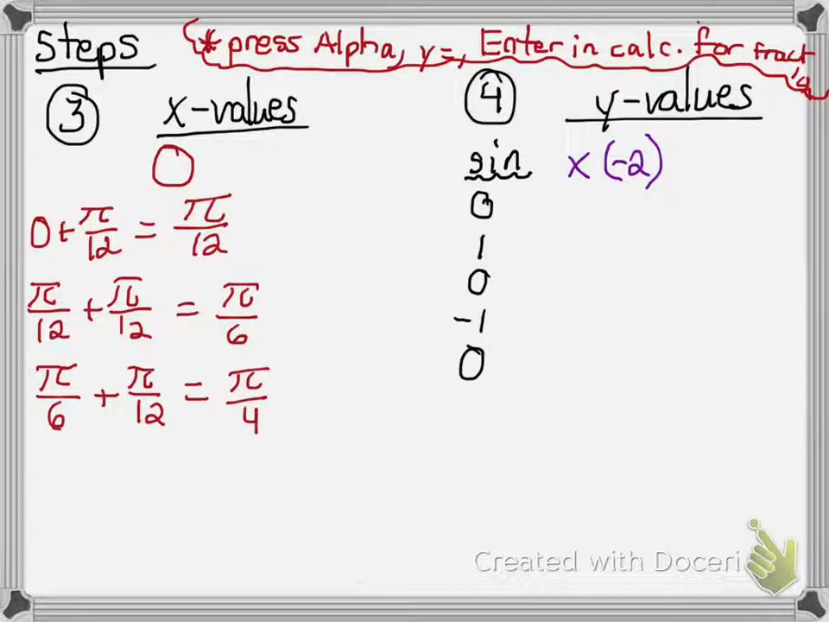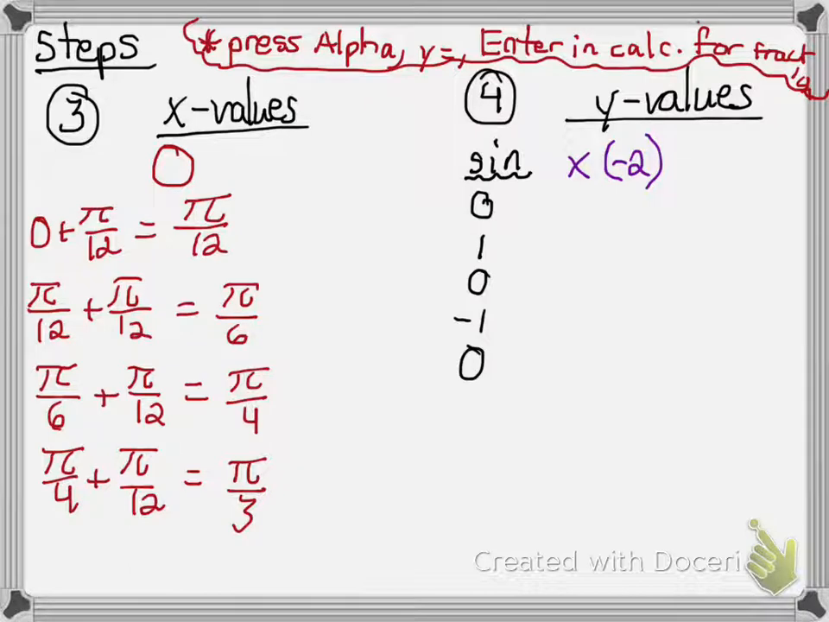I haven't gotten to the end of my interval, so I'm going to keep going. Pi over 4 plus my quotient, which is pi over 12. In the calculator, you're typing in 1/4 plus 1 over 12, and it gives you 1 over 3, which is pi over 3. That's how I know I can stop, because I've gotten to the end of my interval. These are my x values.